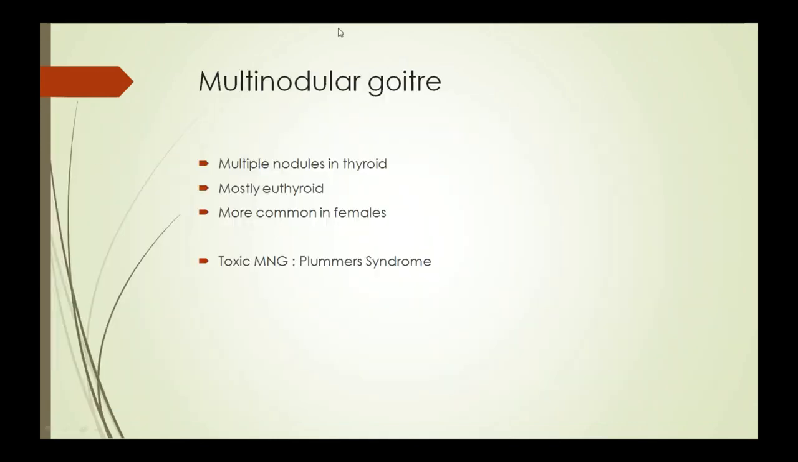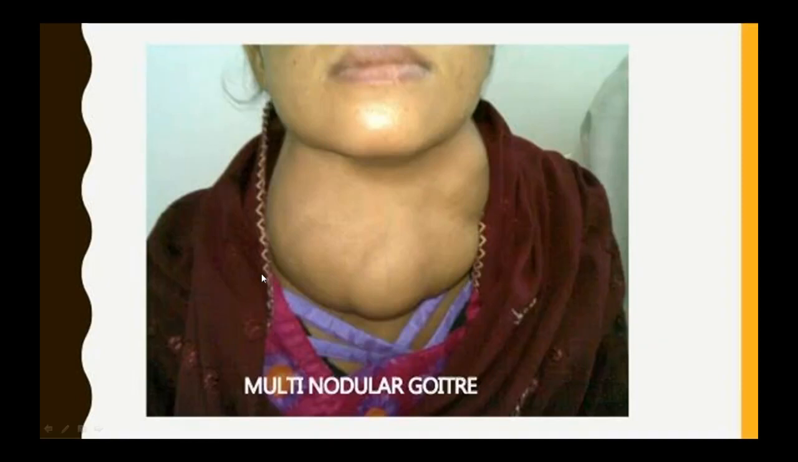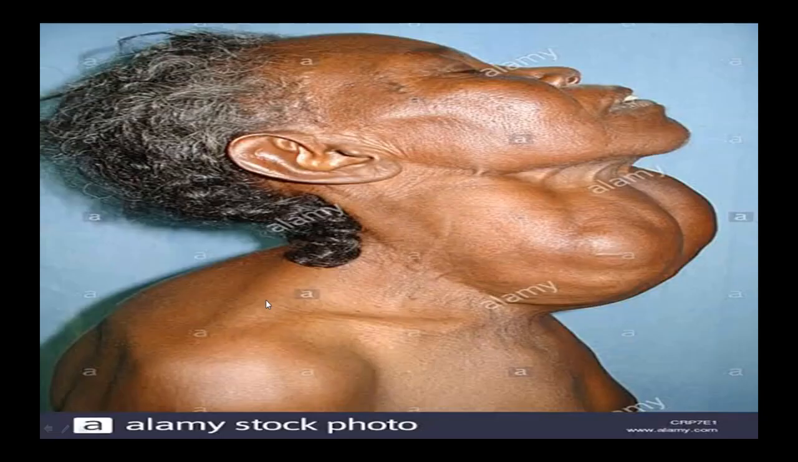Okay, multinodular goiter. That means there are multiple nodules in the thyroid. It is usually euthyroid, but it could be hypothyroid or hyperthyroid. When it is toxic MNG, it is known as Plummer syndrome. And MNG is more common in females. This is a picture of a patient with multinodular goiter.